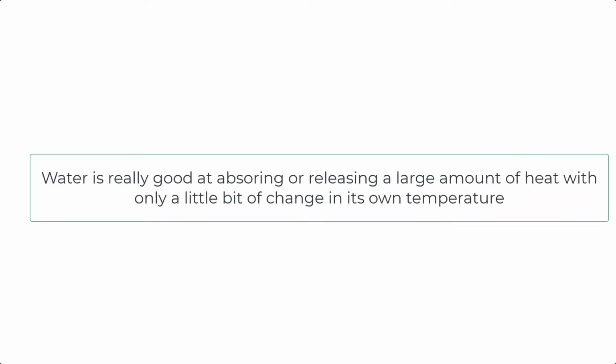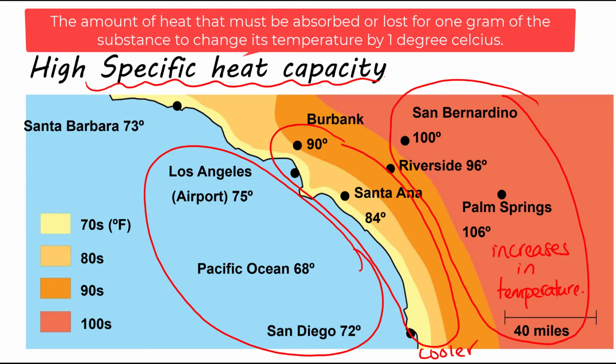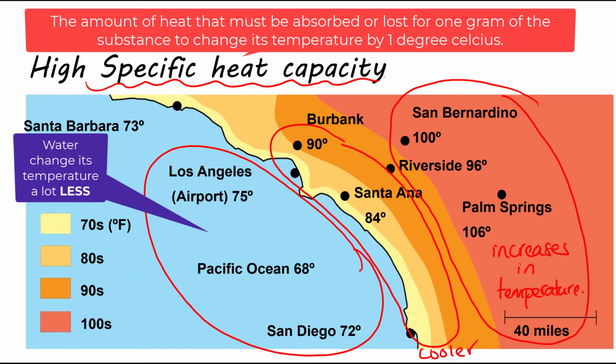Water is really good at absorbing or releasing a relatively large amount of heat with only a little bit of change in its own temperature. This is because water has a relatively high specific heat as compared to other matter. Specific heat is defined as the amount of heat that must be absorbed or lost for 1 gram of that substance to change its temperature by 1 degree Celsius. Therefore, at any given amount of heat energy absorbed, water changes its temperature a lot less compared to other substances.